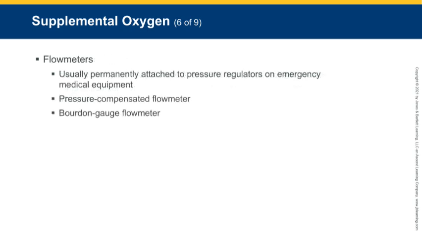Flow meters are devices that control the rate at which oxygen is delivered to a patient. There are two primary types: pressure-compensated flow meters, which maintain accuracy at different tank pressures; and Bourdon gauge flow meters, which are not affected by gravity and are commonly used in portable oxygen tanks. Choosing the correct flow meter and setting ensures that patients receive the right amount of oxygen without waste or underdelivery.